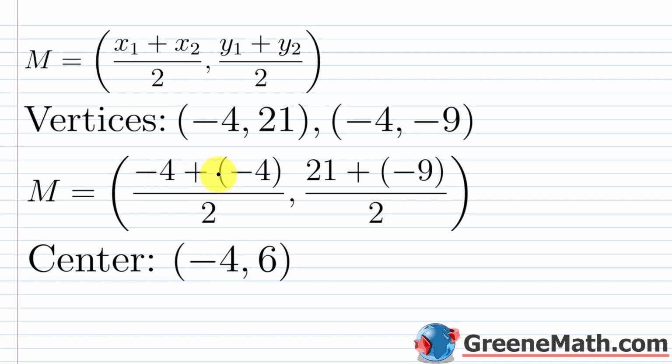Again, you can always just do negative 4 plus negative 4, which is negative 8 divided by 2, which is negative 4. It's another way to do it. Then the y coordinates are changing. So you have 21 plus negative 9. That's going to be 12. And then 12 divided by 2 is 6. So that's your y coordinate.